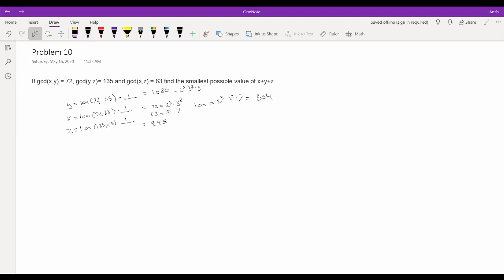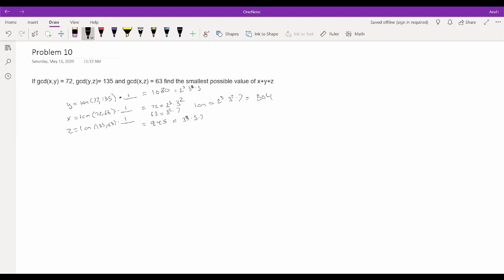And finally, z can be written as 3 cubed times 5 times 7. There we go.